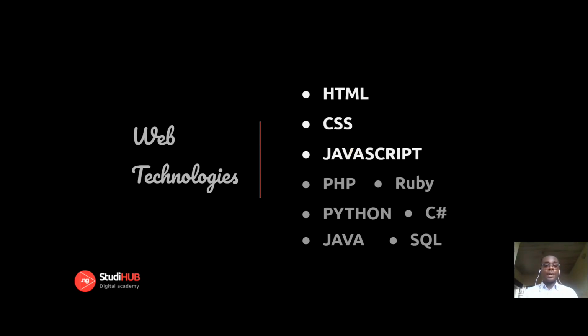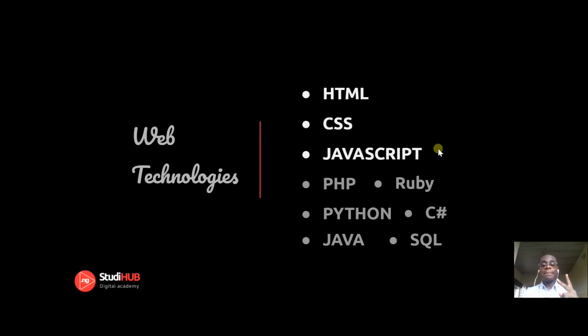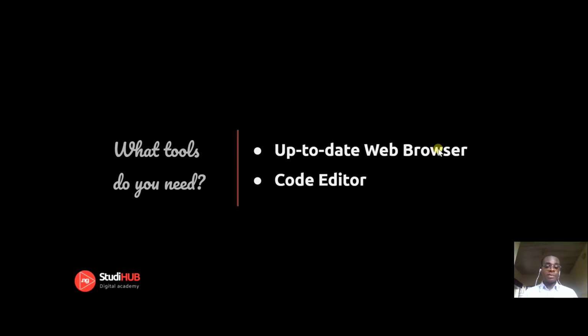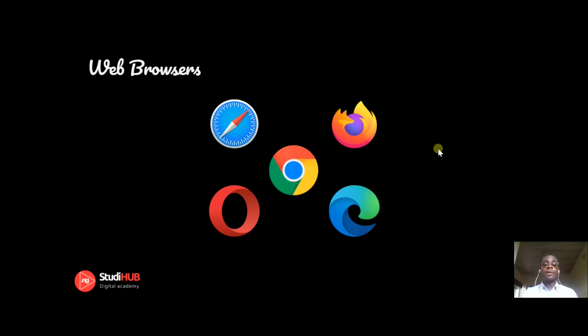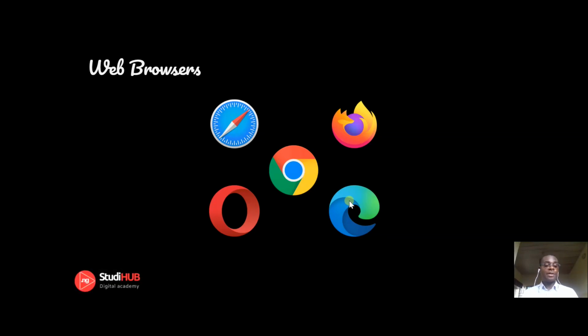So let us proceed. To begin building websites, you need two fundamental tools: an up-to-date web browser and a code editor. Here are some examples of popular web browsers that you might be familiar with. We have Safari, Mozilla Firefox, Google Chrome, Microsoft Edge, and Opera Mini. Some persons pronounce it differently, they're all correct. I'm sure you might have one of these web browsers already installed on your computer or your mobile device.